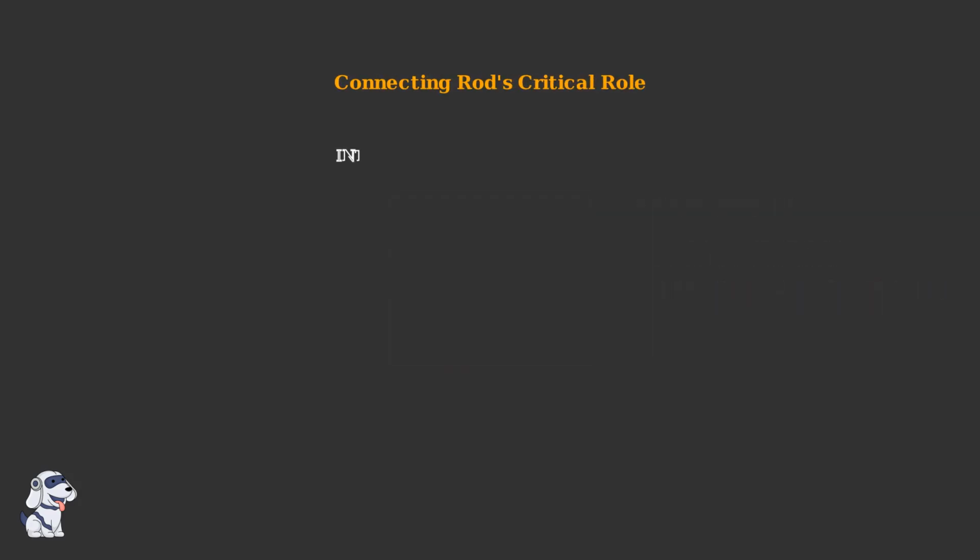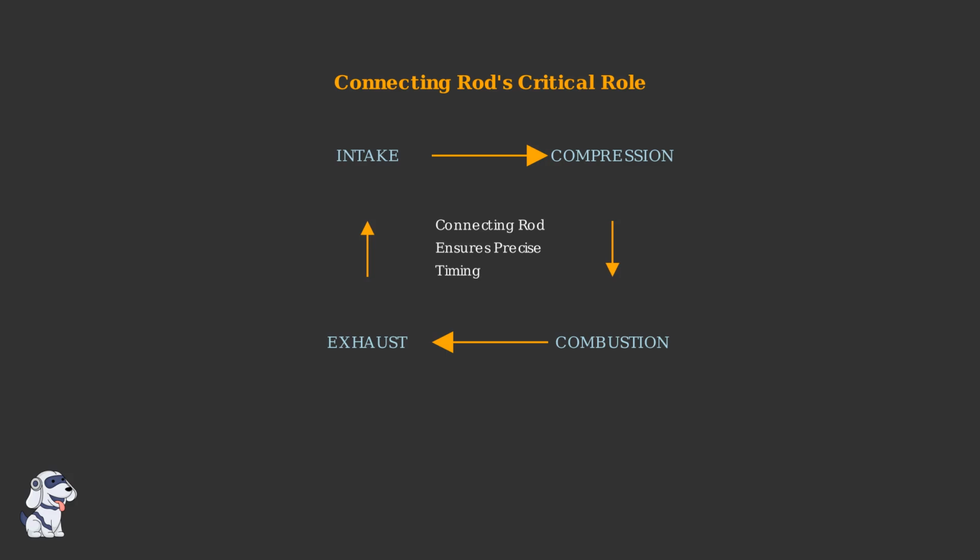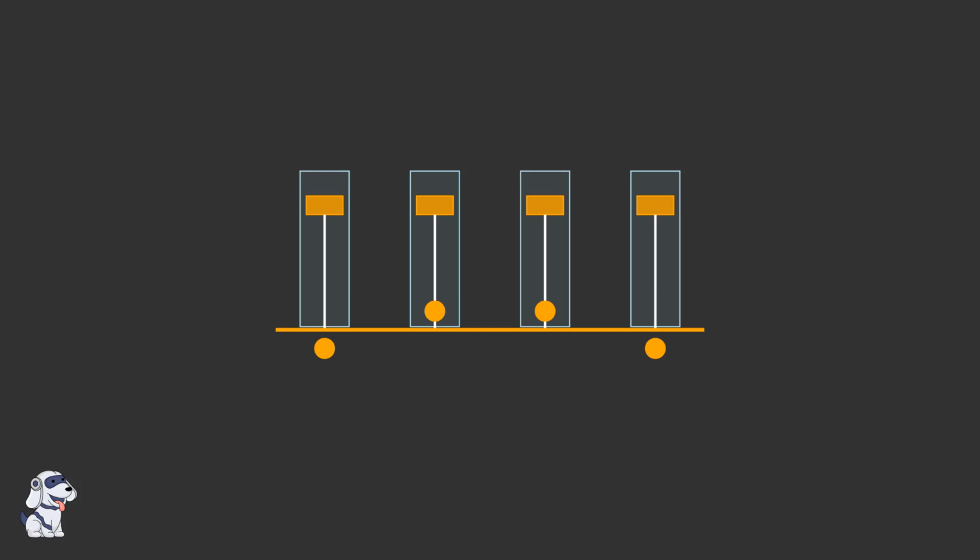Throughout all four strokes, the connecting rod ensures precise piston movement. It converts the rotational motion of the crankshaft into the linear motion needed for each stroke, while also transferring the combustion power back to the crankshaft for useful work output. Modern engines use multiple cylinders, each equipped with its own piston and connecting rod. These components must work in perfect coordination to deliver smooth, balanced power.